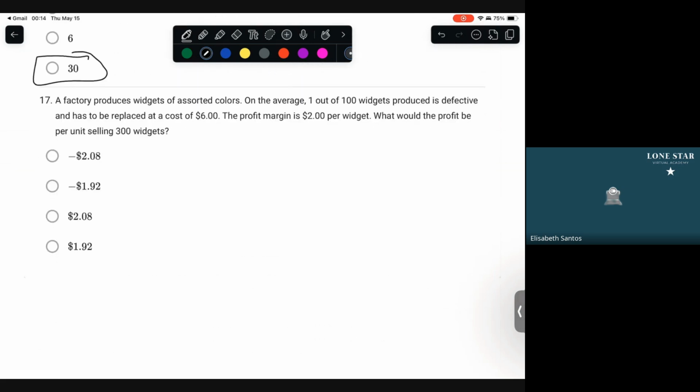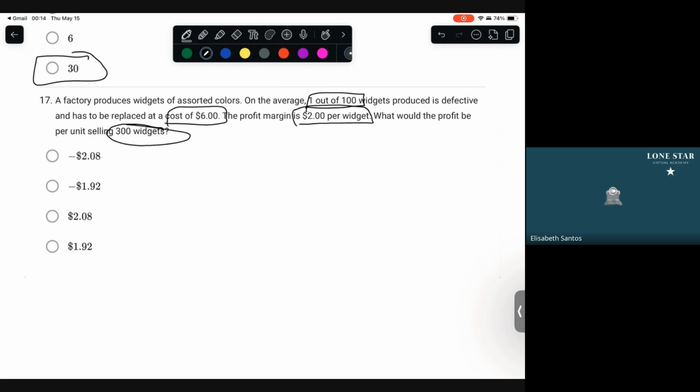Okay, so 17. A factory produces widgets of assorted colors. On the average, 1 out of 100 widgets produced is defective and has to be replaced at a cost of $6. The profit margin is $2 per widget. What would the profit be per unit selling 300 widgets? We're given some information. We know that 1 out of 100 widgets are defective, and the cost to replace that is $6. We know the profit margin is $2 per widget, and we're selling 300.